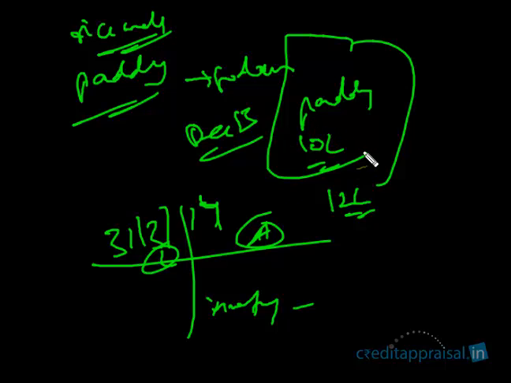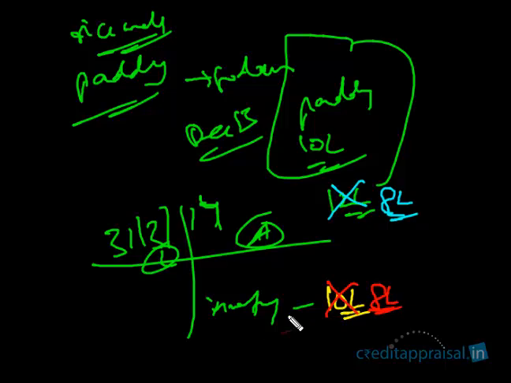10 lakhs is the cost at which he has purchased the paddy. But then as at the date of preparing the balance sheet, the value has gone up to 12 lakhs. So what do you have to show? 10 lakhs or 12 lakhs? 10 lakhs. Say for example, instead of 12 lakhs, the value has come down to 8 lakhs. Then what do you have to show?